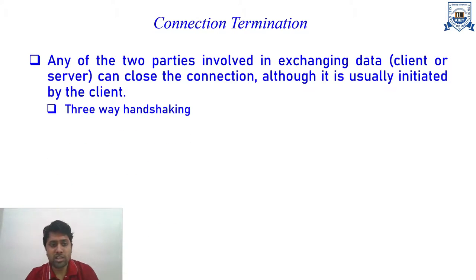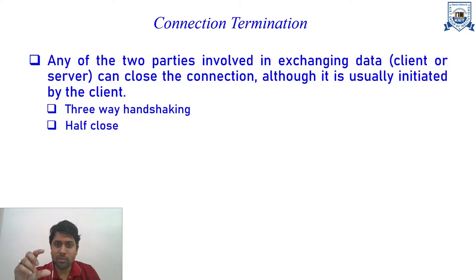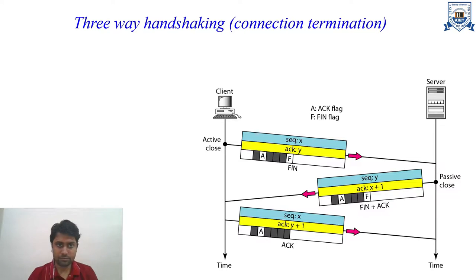There are two types of versions through which we disconnect the connection. The one is the three-way handshaking. It means with the help of three steps, we can terminate the connection. And then we have a half close. For some duration, only one side will be open and the other side will not transmit actual data. It will respond, but it cannot send the actual data.